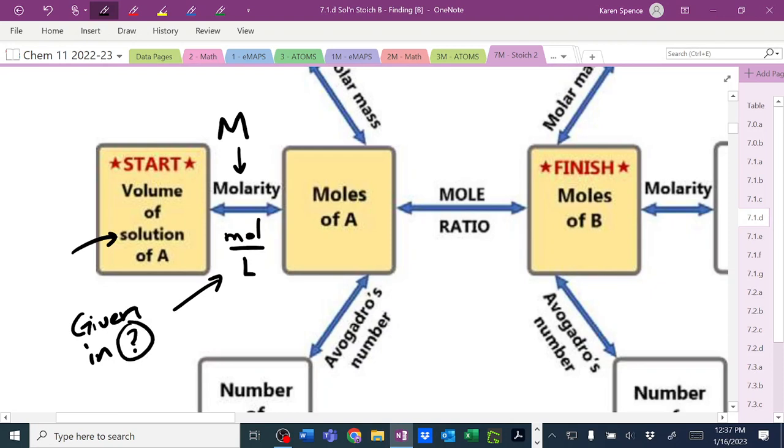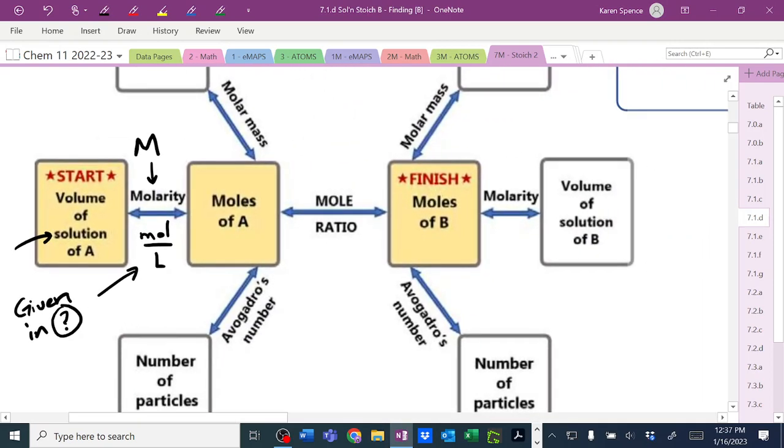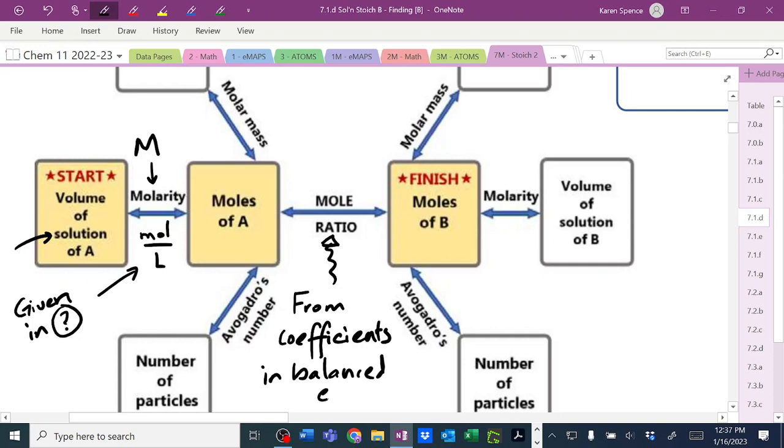Okay? So that's finding moles of A. You are going to use the mole ratio. Where do we get the mole ratio from? From the balanced equation, from the coefficients in the balanced equation. And now you have found moles of B.